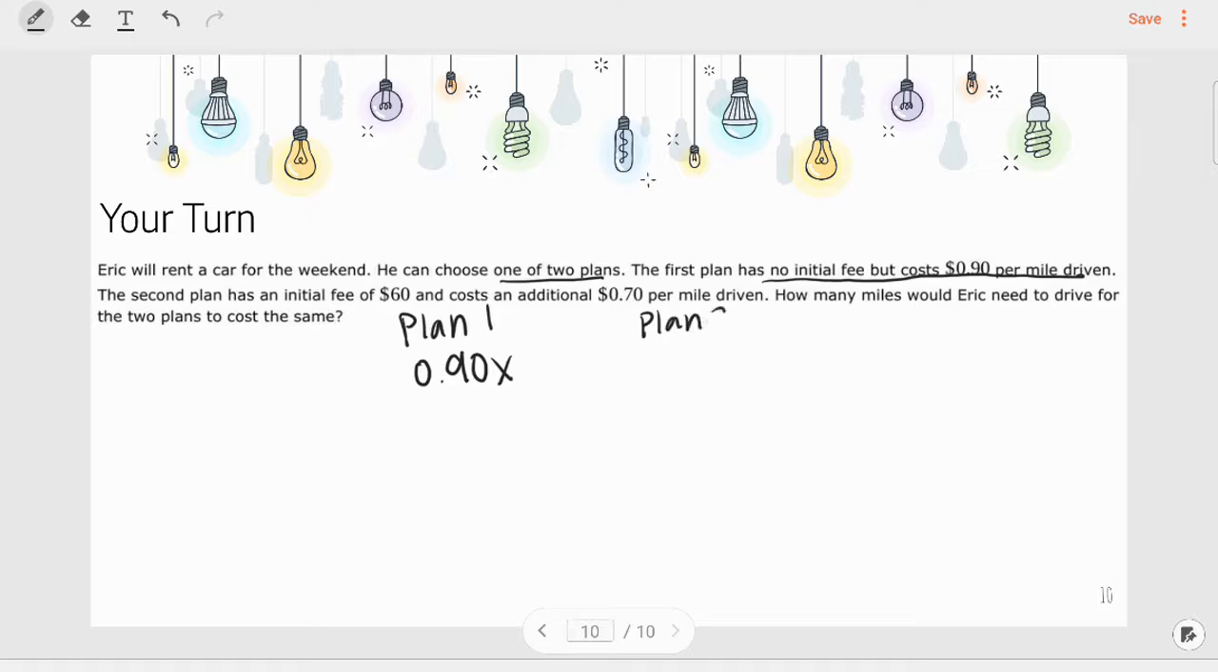Plan 2 has an initial fee of $60. So they charge more up front and an additional 70 cents per mile driven. So less money per mile, but more money up front. How many miles would Eric need to drive for the two plans to cost the same? So because I want the two plans to cost the same, I'm going to put an equal sign in between them. And because x stands for the miles I'm driving, I'm just going to solve for x.